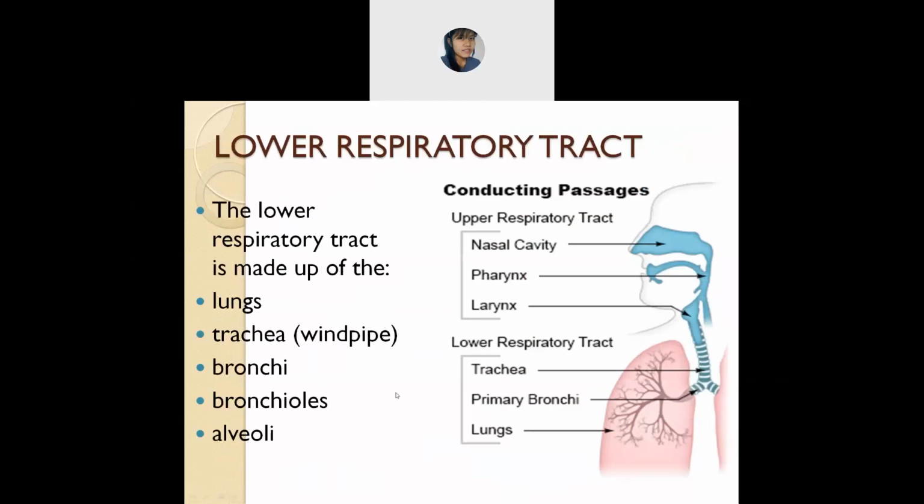I'll show you this one. All these are alveoli. Understand? All these are alveoli. So these are the organs that you will find. These are the parts, you can say. These are the parts of the lower respiratory tract.